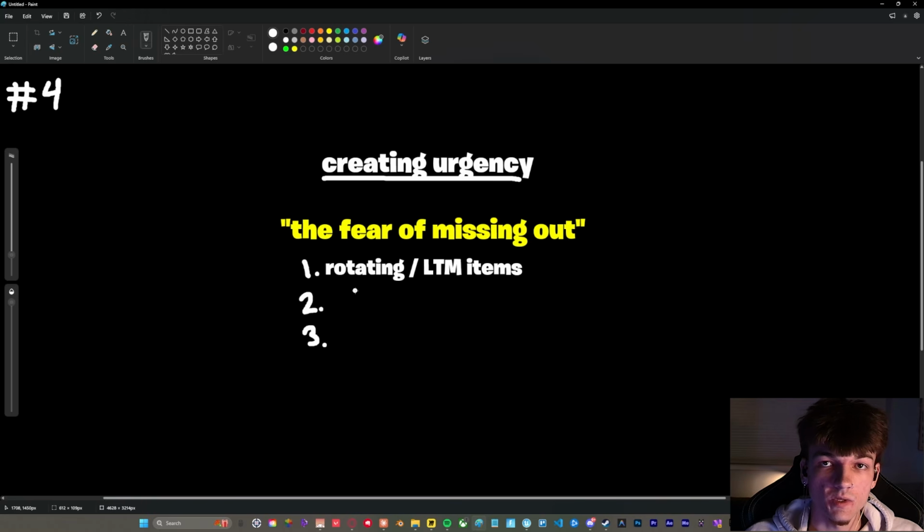And so some examples of this could be rotating or limited time items, kind of like what we were talking about with the starter bundle and only offering it for a certain amount of time. And so there could be really rare items that you have inside of your game that rotate out.